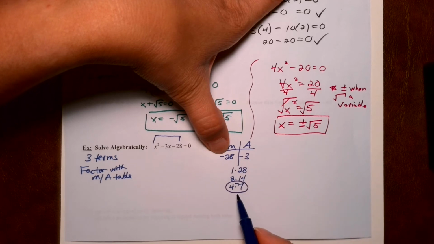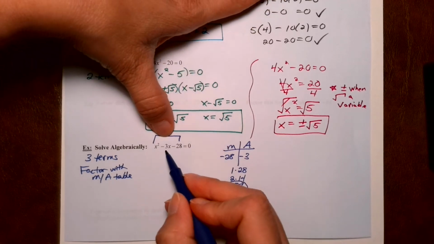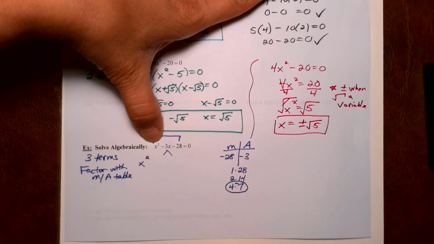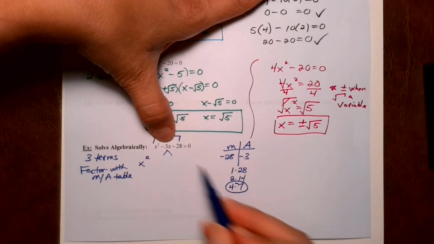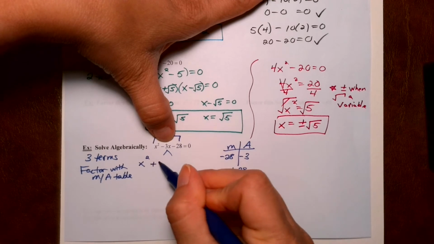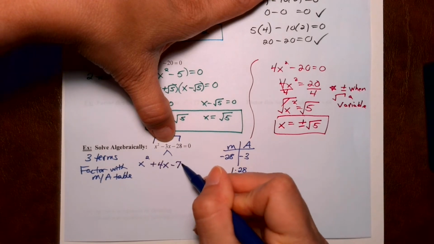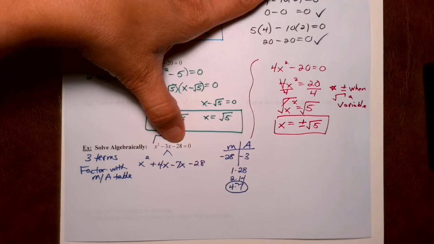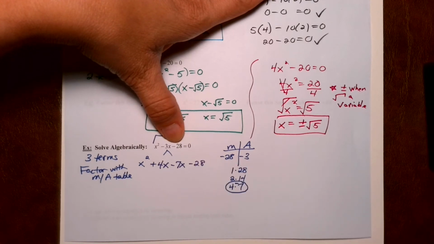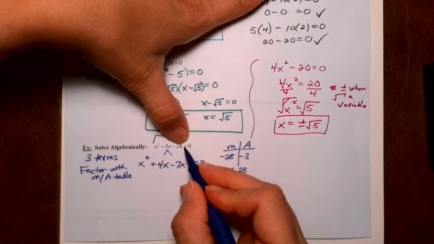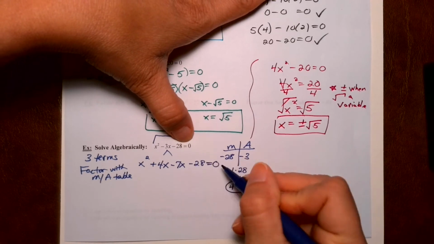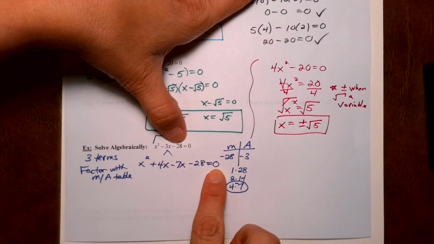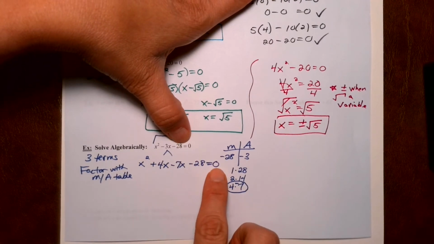What are you supposed to do with those numbers? You split the middle. So x squared gets written down, and then instead of negative 3x, I'm going to write these: plus 4x minus 7x minus 28. Is that good? Oh, no, we have to write equals 0. This was an equation. I want to make sure I keep it an equation. Have to write the equals 0.